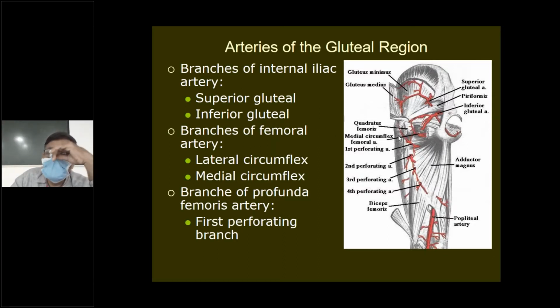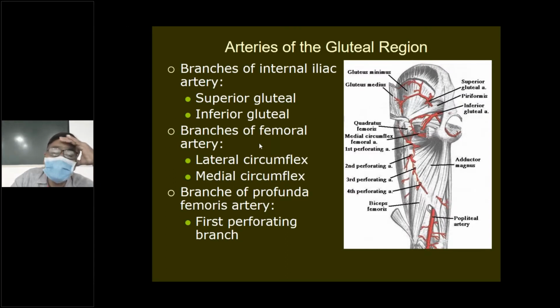Okay, and we can also see the arteries coming from the femoral artery. You see, this is the quadratus femoris muscle, which is cut, and below it the adductor magnus. Between these two muscles, we can see branches of the femoral artery, LCF and MCF, the lateral circumflex femoral and medial circumflex femoral arteries. And we can also see the first perforating artery here. These are the circumflex femoral arteries, and this is the first perforating artery.